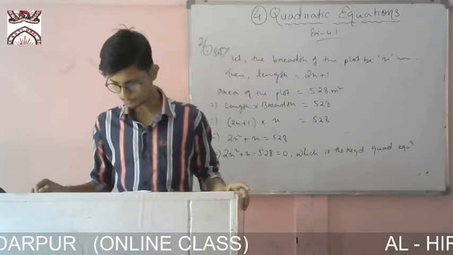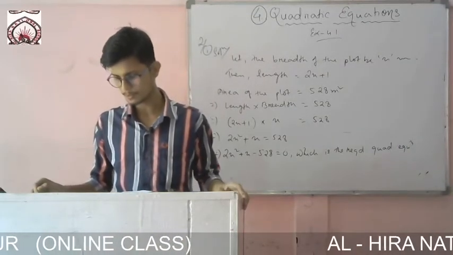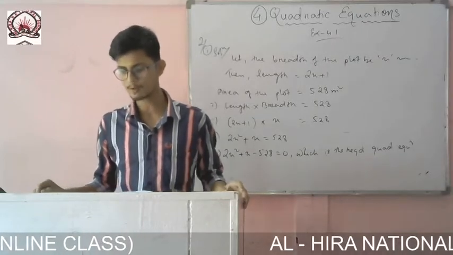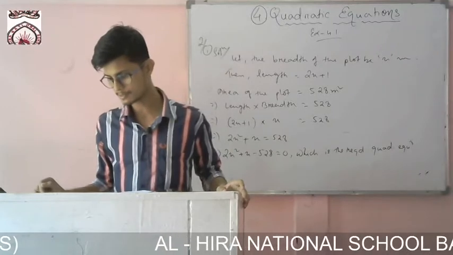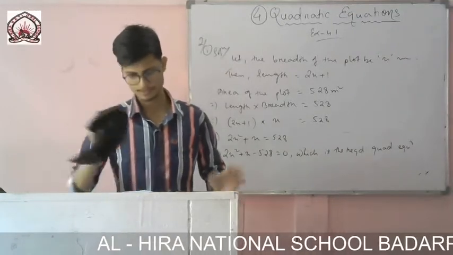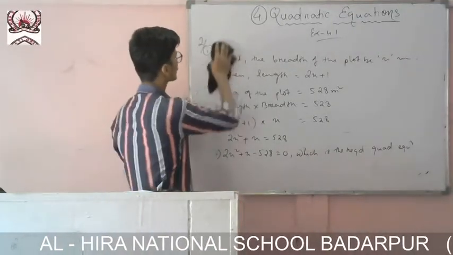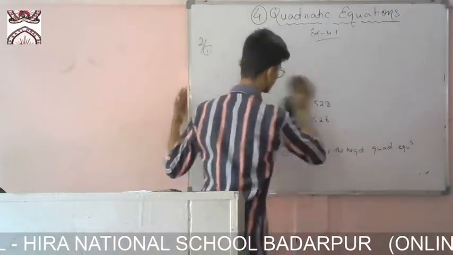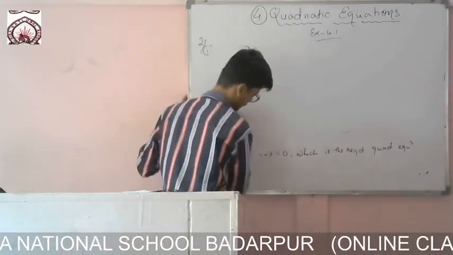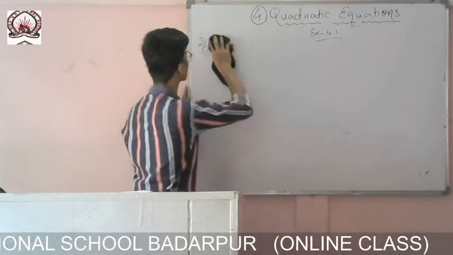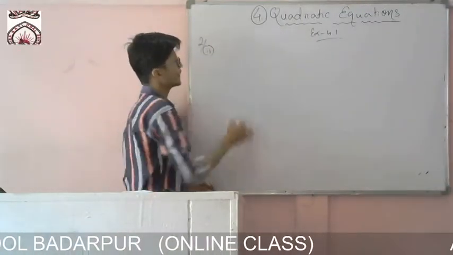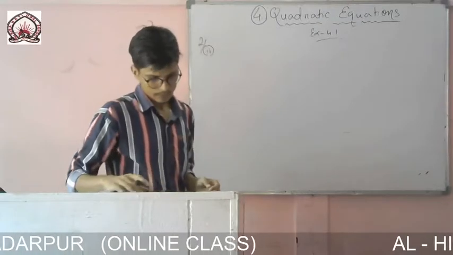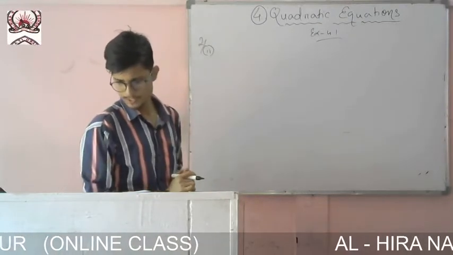So now move to the next question, Roman number 2. The product of two consecutive positive integers is 306. We need to find the integers. Roman number 2, so two consecutive positive integers.